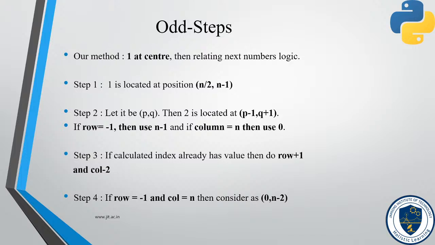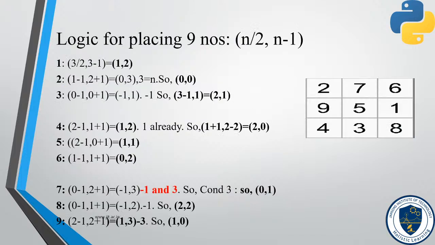And one more condition is if row is equal to minus 1 and column equal to n. Here you need to take note of this point. Here you have an AND condition in step 4. The same condition is applicable in step 2 also, but there you don't have an AND condition; an OR condition is applied there. That is, if row equals minus 1, then row alone is changed to n minus 1. If column is equal to n, then column alone is made 0. But in the fourth condition, row equal to minus 1 and column equal to n, if both conditions are true, then row and column are considered as 0, n minus 2. Okay, so with these 4 basic steps, we'll start our positioning of numbers.